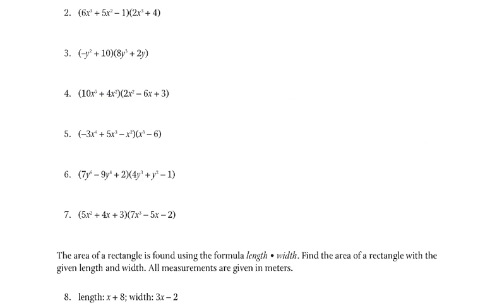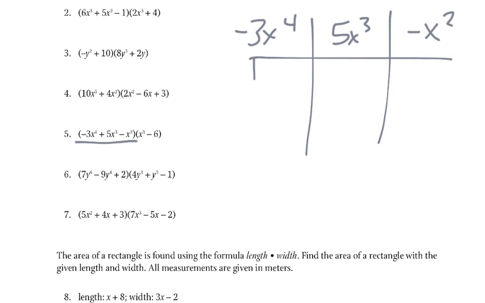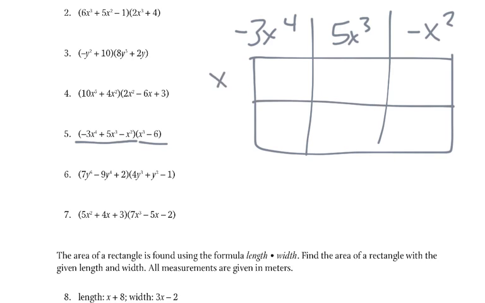Alright, number 5. So 3 on here this time, so 3x to the fourth, positive 5x cubed, negative x squared. So 3 columns, and 2 rows. So x cubed, negative 6. So we get negative 3x to the 7th, 5x to the 6th, not the 9th, don't multiply these, add them, and negative x to the 5th.